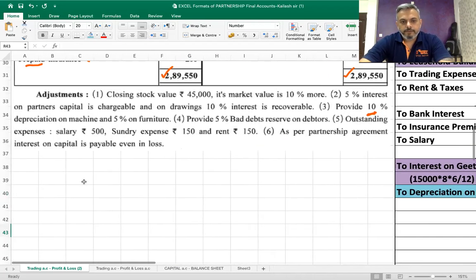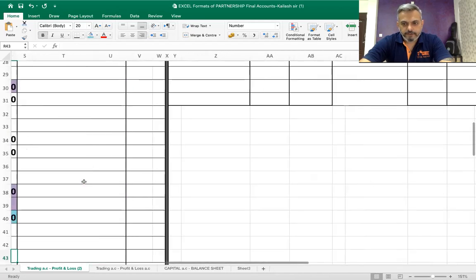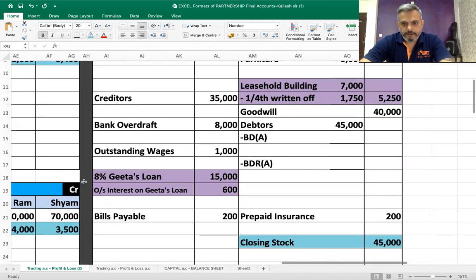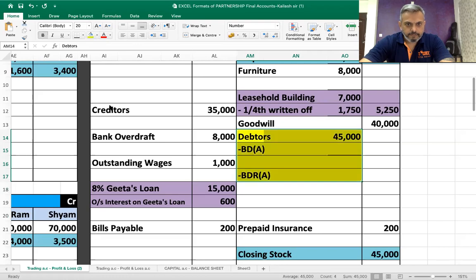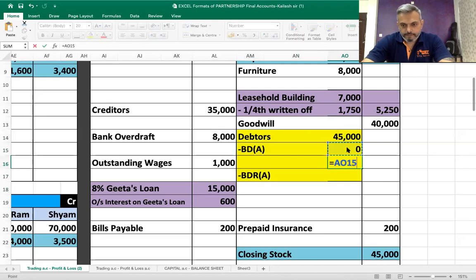Next, provide 5% bad debt reserve on debtors. Now we go to debtors. Now debtors, we'll put this in yellow. We don't have bad debt as per adjustment, so minus, and bad debt reserve as per debtor 5%.